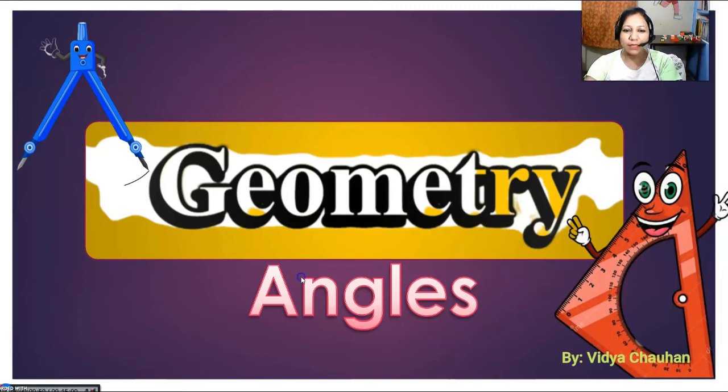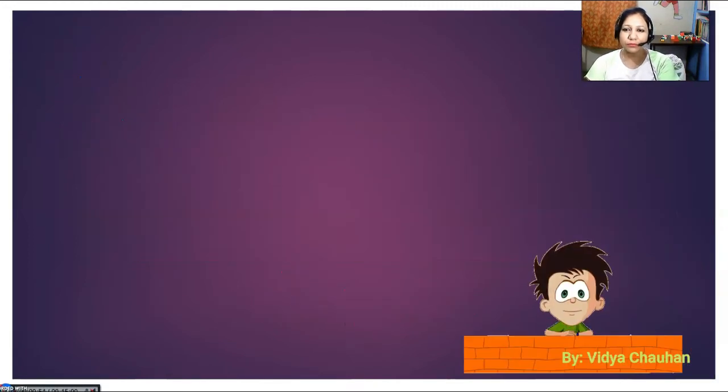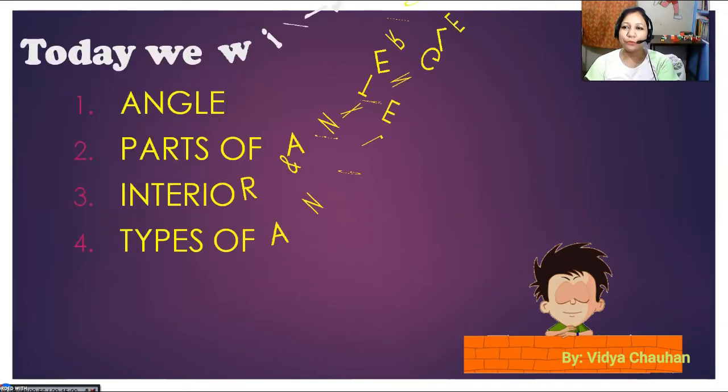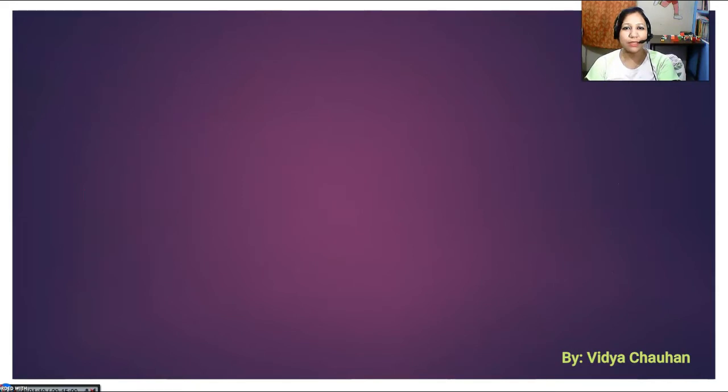As you can see here, this is our chapter, Angles, the second part of basic geometrical concepts. In this lesson we will learn about angle, parts of an angle, interior and exterior of an angle, and types of angles. Right, students? So moving forward one by one.